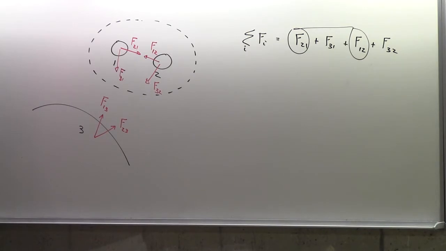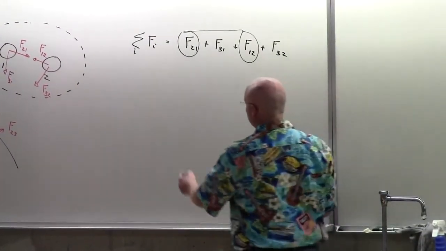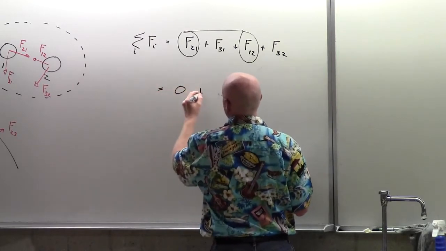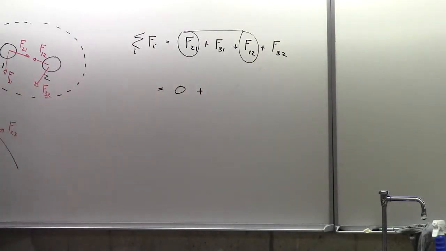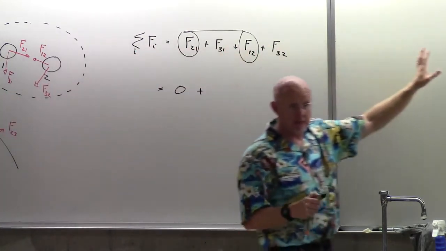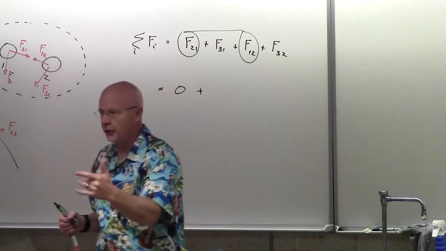What are those two? They're equal and opposite, right? Anything that comes internally, so all of what we'll call our internal forces are going to give you 0. And you could imagine if I had a 3rd or a 4th object in there, that this line of equation would be much longer. But wouldn't you always have an equal and opposite for the internal forces?